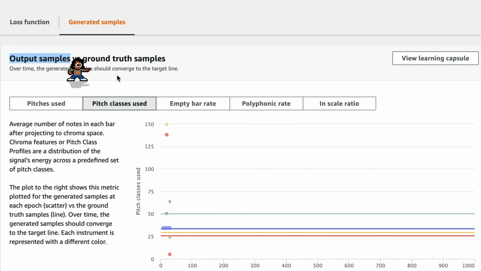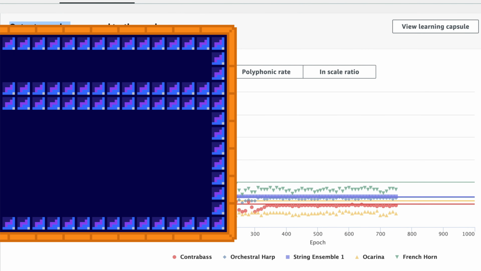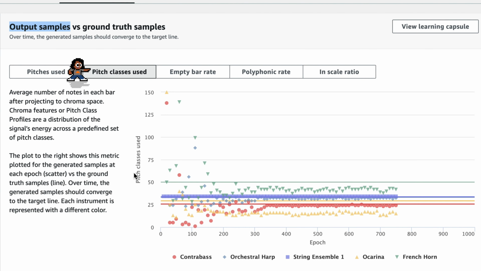Next, we have pitch classes used. This metric shows the average number of notes in each bar after projecting to each pitch class profile. Now, a pitch class profile, that's related to octaves, and that's about as far as my musical knowledge goes. Again, the generated samples are represented by the shapes, and the target, that's represented by the line. And when the shapes start to meet the line, that shows convergence.